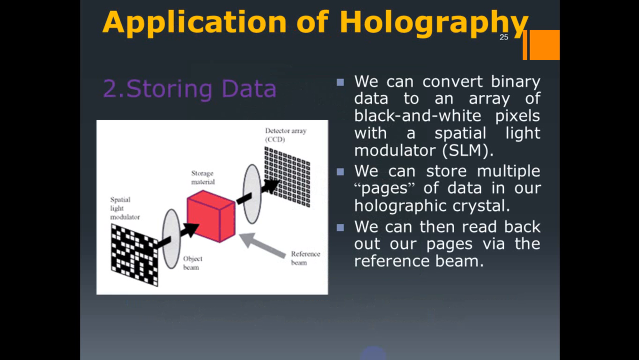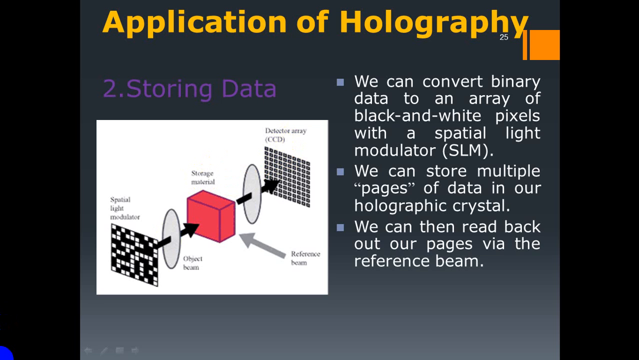Now coming to the second application, that is storing data. Here a basic holographic data storage system is seen. Data are imprinted on the object beam with a pixelated input device called a spatial light modulator. A pair of lenses image the data through the storage material into a pixelated detector array such as a charge coupled device. A reference beam intersects the object beam in the storage material, allowing the storage and later retrieval of holograms.